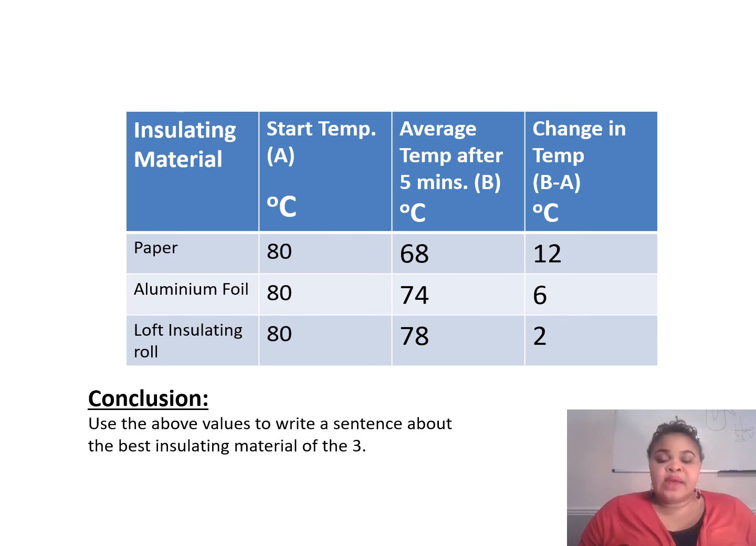I was going to write a conclusion, but for the fun of it, I thought, you know what? I'll give them a little assignment. Yes, there you go. That's your assignment. That's your homework. So use the above values to write a sentence about the best insulating material of the three. Some of my students will say it's clear, isn't it? It's obvious, which it is, just for the fun of it.